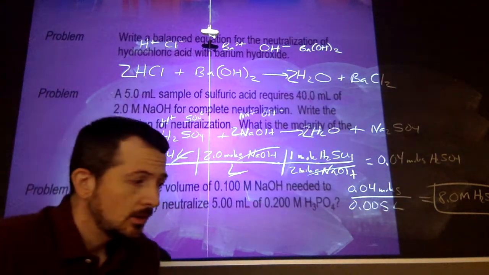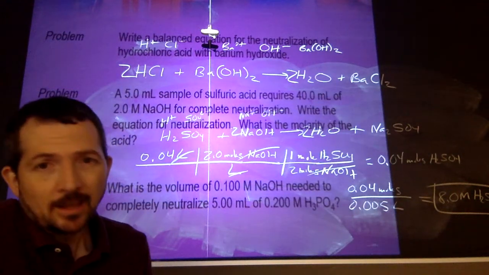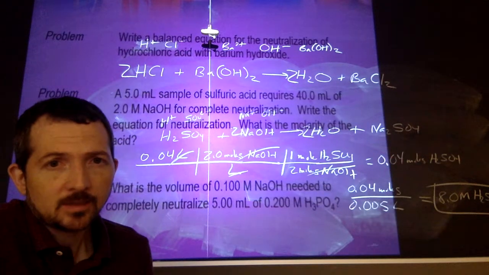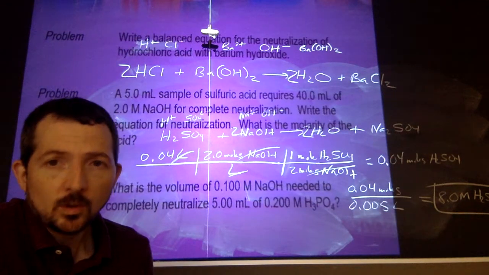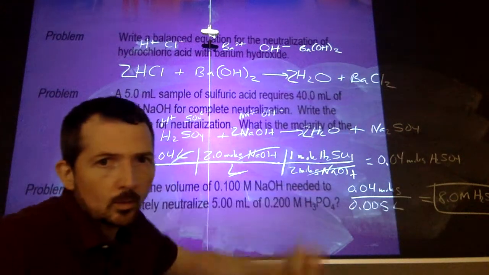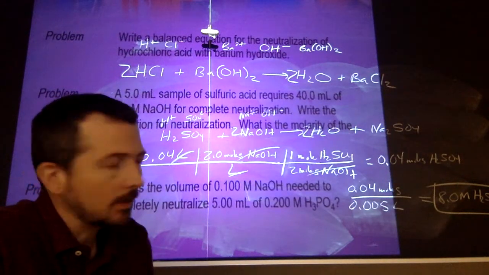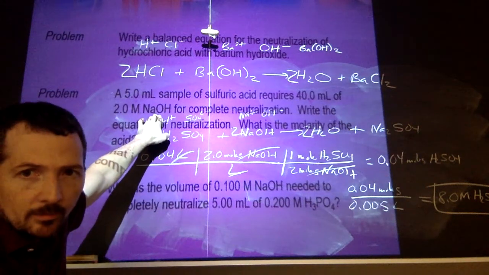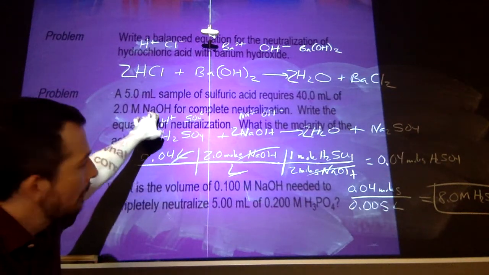And again, a warning here that if you try to use the dilution equation to solve for this one, McVc equals MdVd, you will get the wrong answer because this one is not a one-to-one reaction. So that's your typical titration problem that you'll be asked to solve.